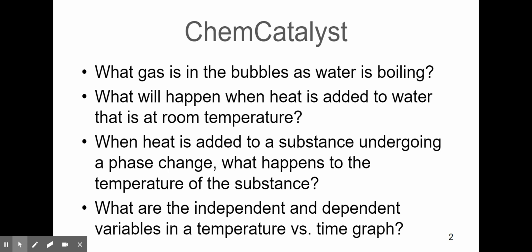At first, it's going to raise the temperature until it gets to 100 degrees Celsius. Then all of that energy is going to go towards breaking up those attractive forces in the particles interacting with each other. When heat is added to a substance undergoing a phase change, what happens to the temperature of the substance?